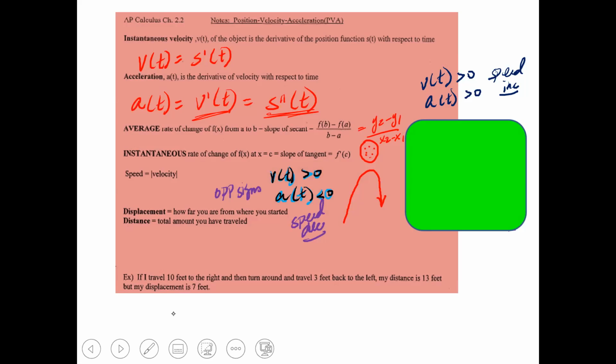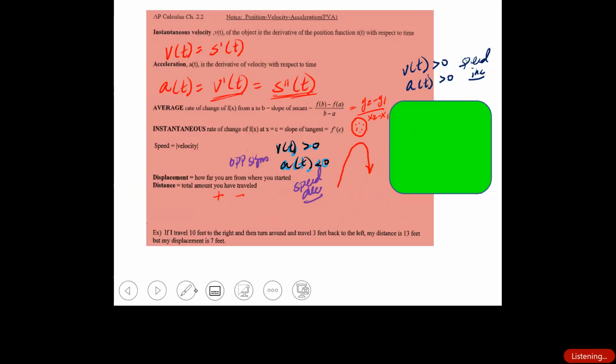Speed is the absolute value of velocity. Because it needs to be positive, you can't have negative speed. Displacement is how far you are from where you started, and distance is the total amount that you have traveled, regardless whether it's in a positive direction or a negative direction. It is important to understand that the following things also are important.